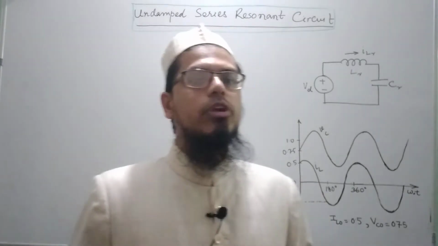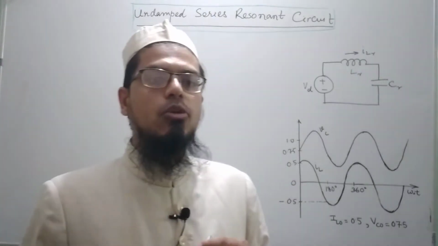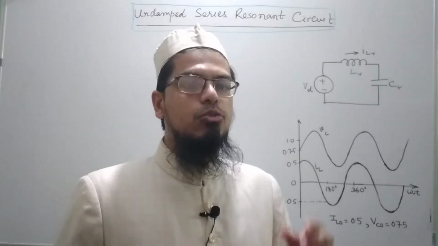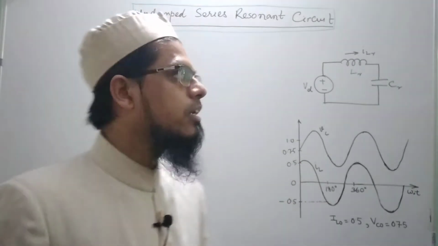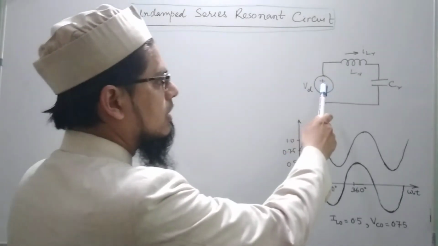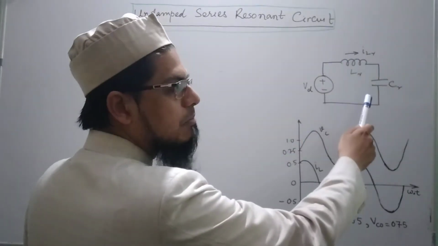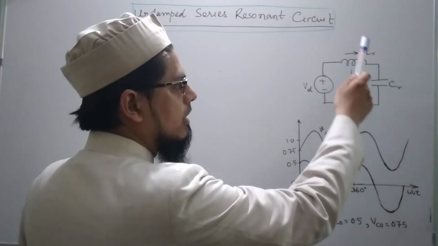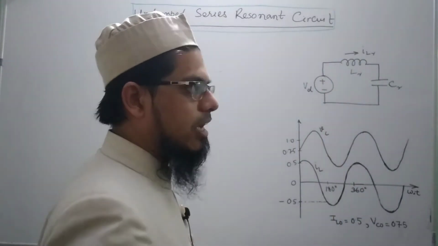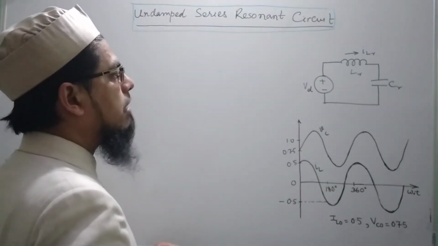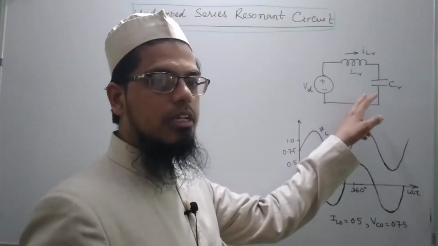But before going into the resonant load converters, first let us look into two basic types of circuits which involve a DC power supply and two passive components, one being an inductor and the second being a capacitor. This is basically an undamped series resonant circuit.